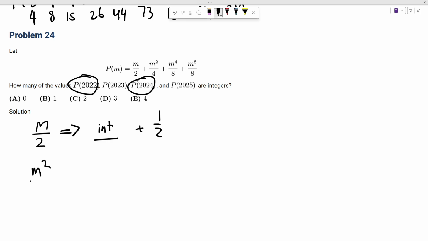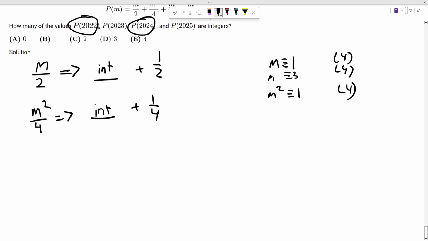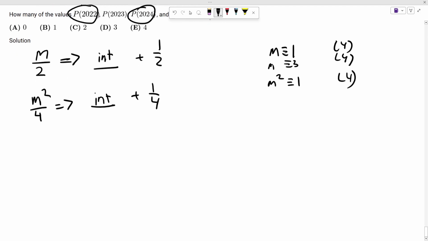For m squared over 4, we can note that if m is congruent to 1 mod 4, and if m is congruent to 3 mod 4, which are the two possibilities mod 4 for odd numbers, then m squared is always going to be 1 mod 4. So that means that m squared over 4 is always going to be an integer plus a fourth, because m squared is always 1 more than a multiple of 4 if m is an odd number.